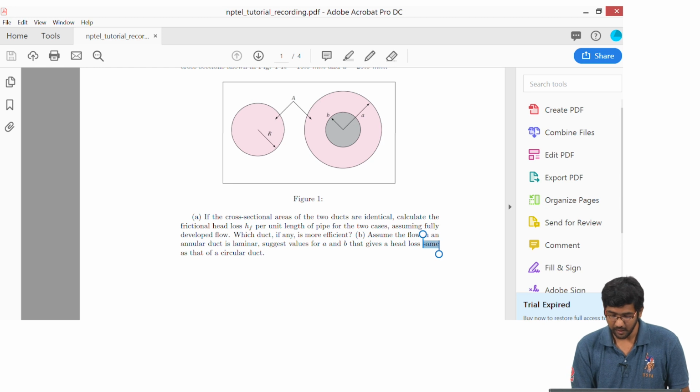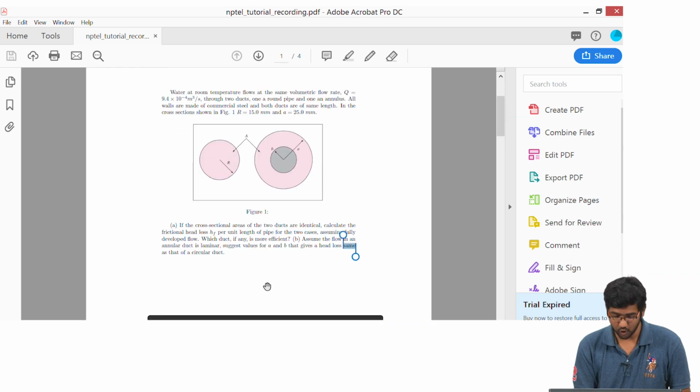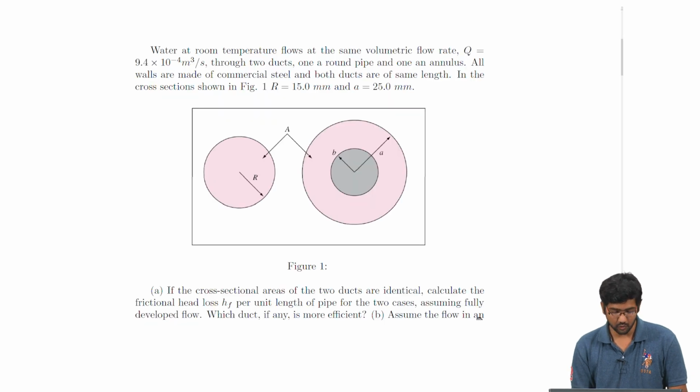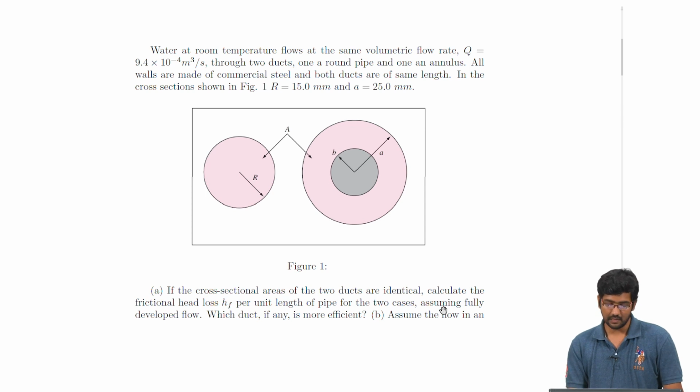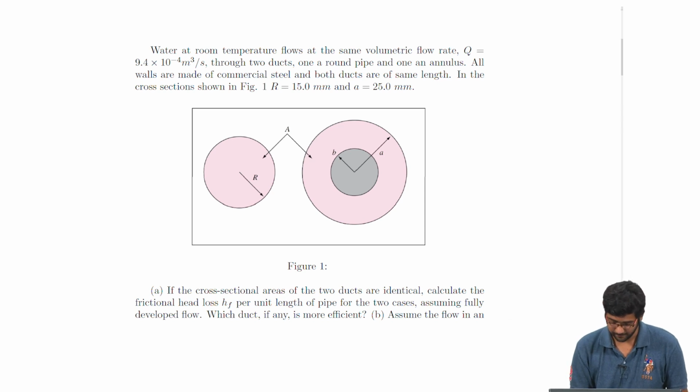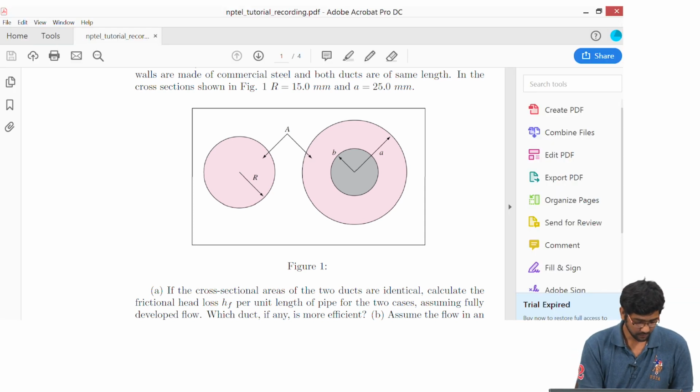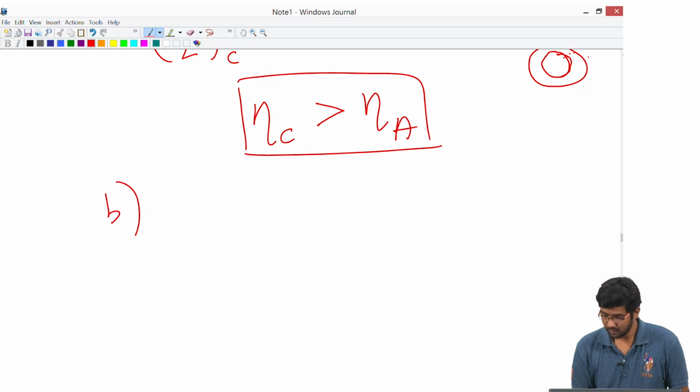So, in question B, it was asked to assume that the flow in an annular duct is laminar, and suggest the values of A and B that give a head loss same as that of a circular pipe.